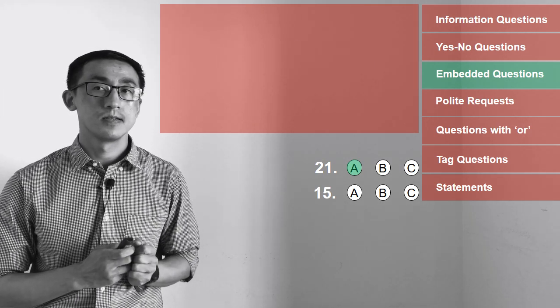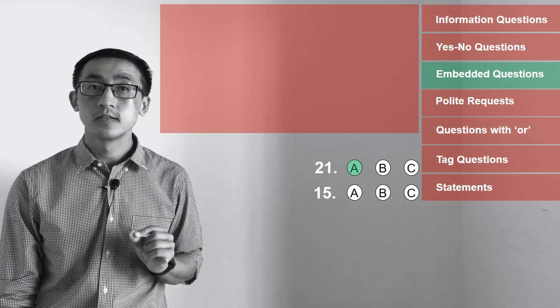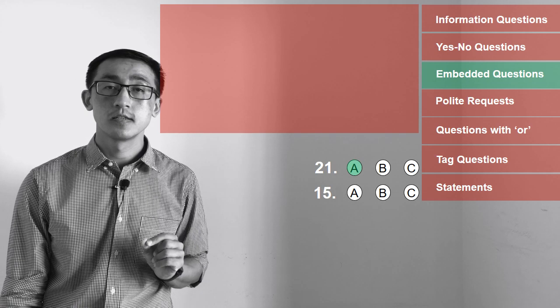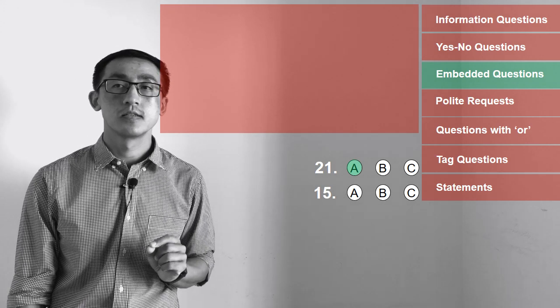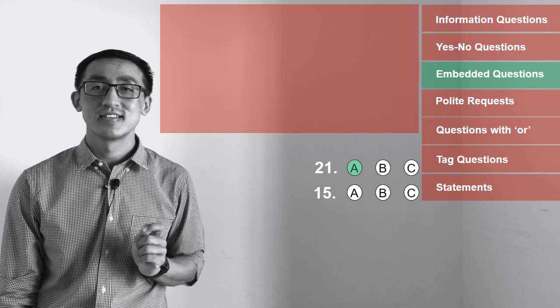Number 15. When do you think we'll arrive in Dallas? A. A new schedule. B. Around dinner time. C. From the 1st through the 8th.